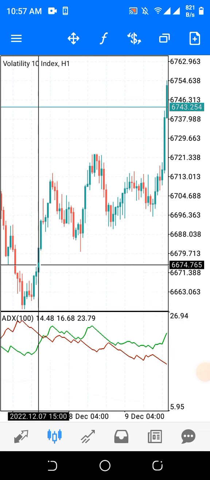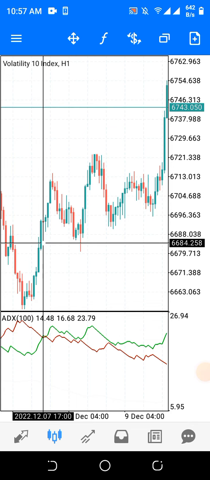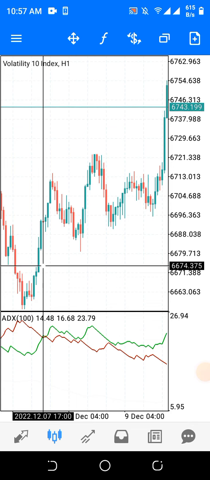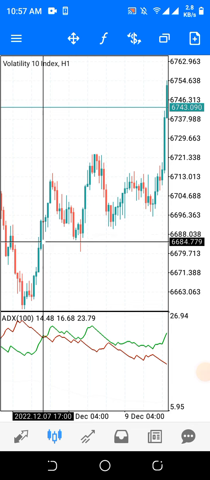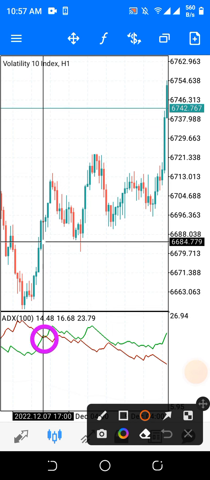So in this case you see that from this point of crossing, look at where the green line of ADX crosses the red line of ADX. For you to track this, you need to make your entry here. So this is for buy. This is where the crossing occurs, so you need to make your entry here.